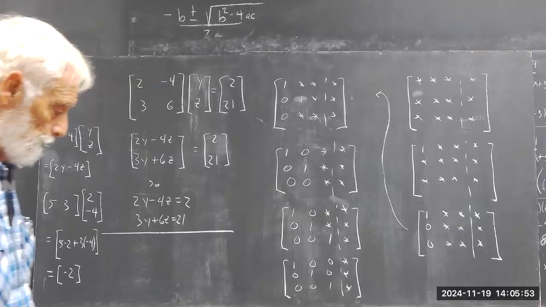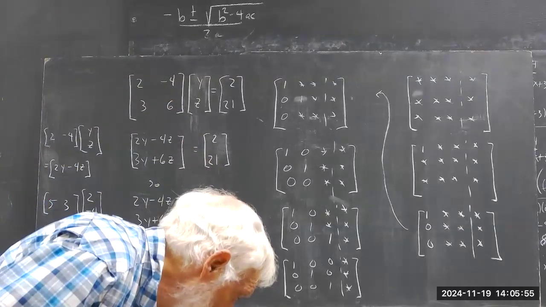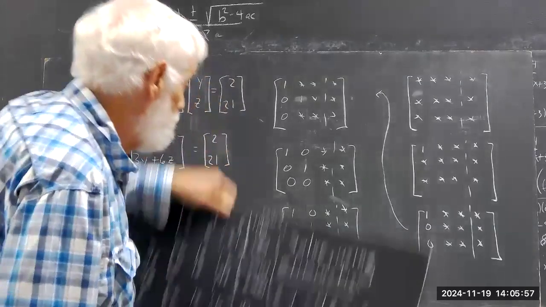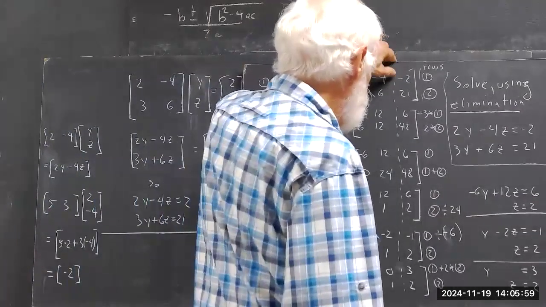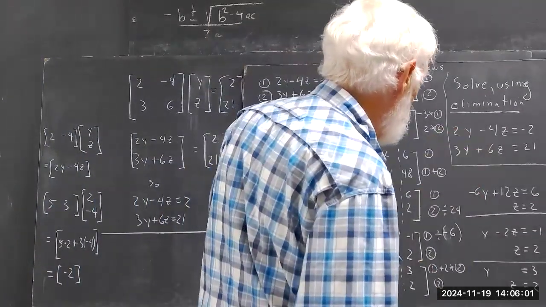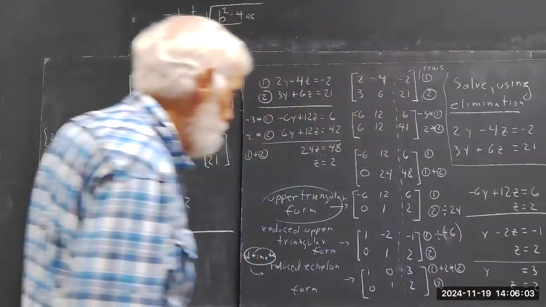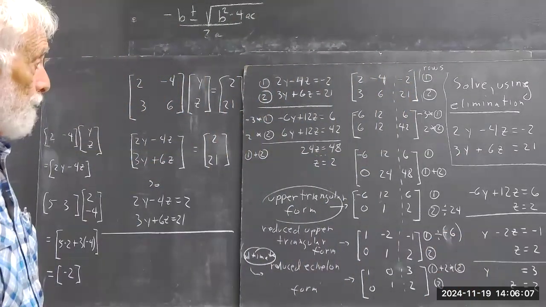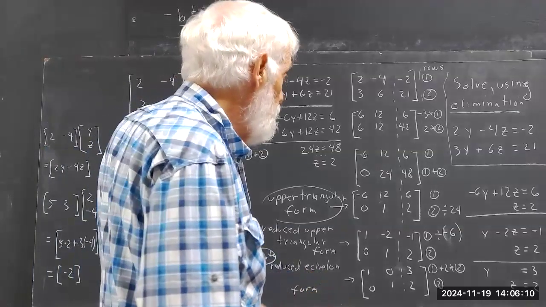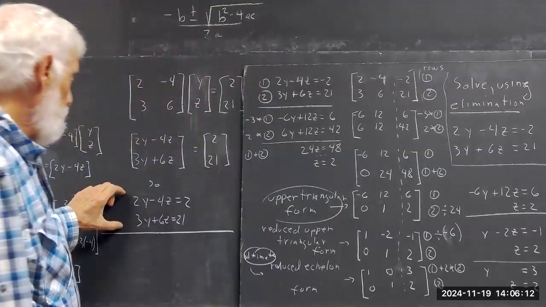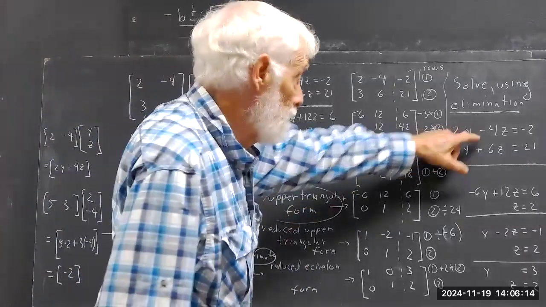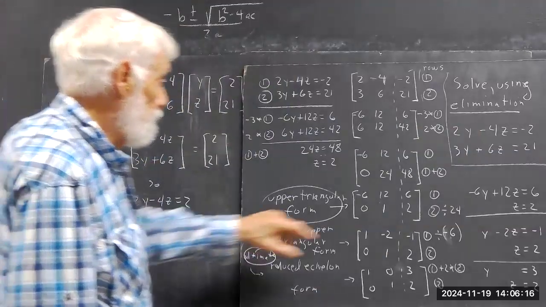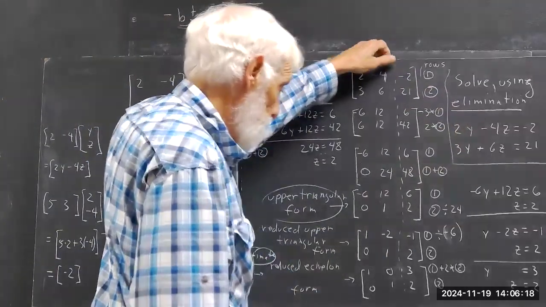Now, where did that come from? Well, it came from this system of equations that we solved really at the beginning of class, actually. All right. 2y minus 4z equals 2 right here. 3y plus 6z equals 21 right here.